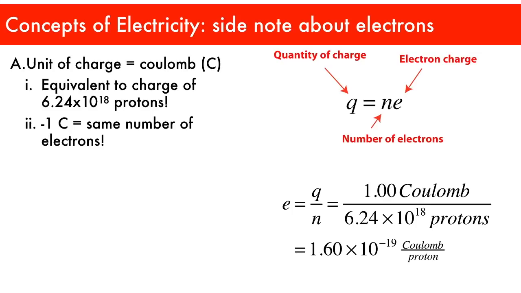1 Coulomb is a lot of charge. You can see it's a whole lot of protons or a whole lot of electrons, depending on which way you want to look at it. All right, now 10 to the 18, I don't even know what that is.